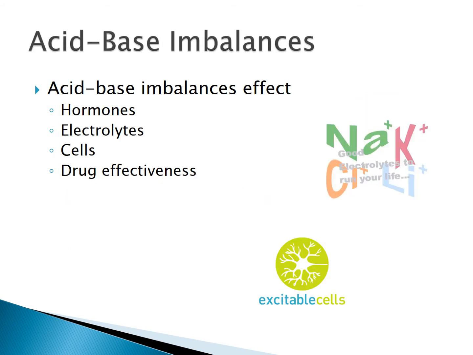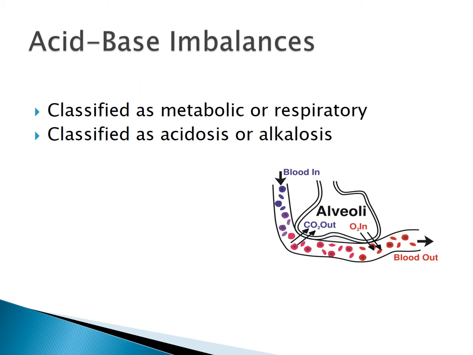Acid-base imbalances will cause hormone imbalances and electrolyte imbalances. They will make your cells excitable, and it will decrease drug effectiveness. So it is important that we maintain homeostatic responses in our body to have the best outcomes. Acid-base imbalances are classified as respiratory or metabolic, which is your primary cause. And then they are also classified as acidosis or alkalosis, which will show the pH of your blood.